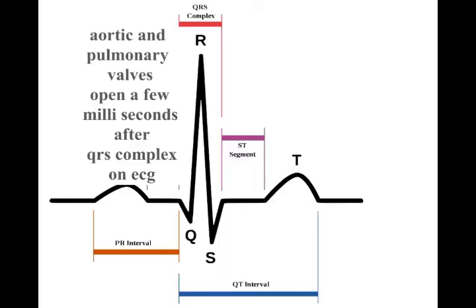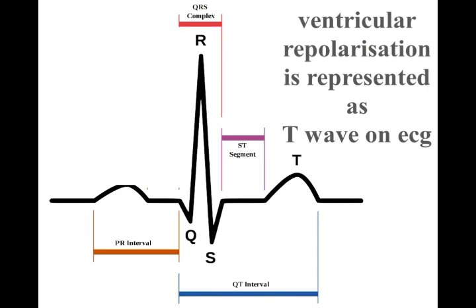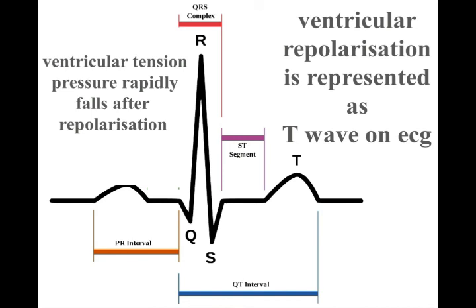Now, the phase where the aortic and pulmonary valves open is approximately 200 milliseconds after the QRS complex and beginning of the ventricular contraction. The ventricular repolarization occurs as shown by the T wave of the electrocardiogram. The repolarization here leads to decline of the ventricular active tension and pressure generation. Therefore, the rate of ejection or ventricular emptying falls.